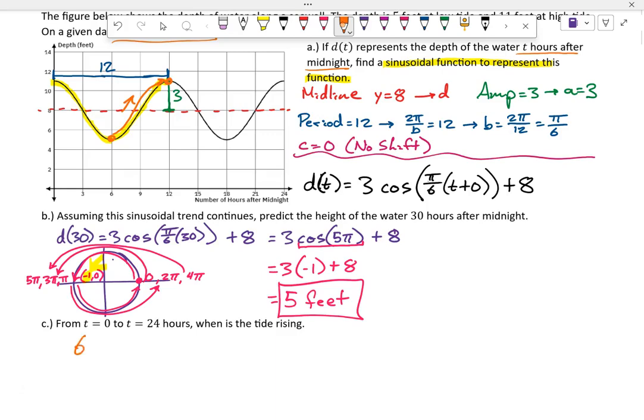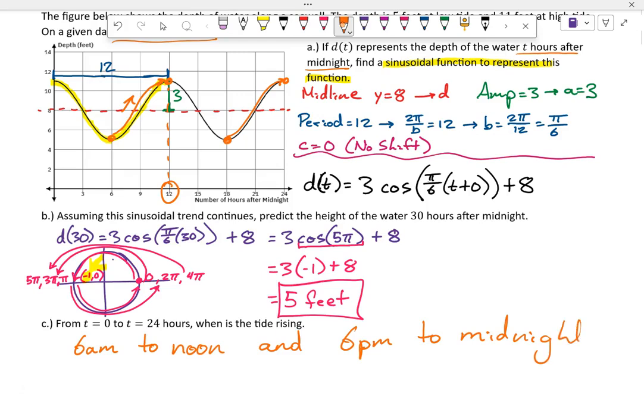So I'll say that's 6 a.m. to where? To 12 p.m., which is noon, right? To noon. And where else is it increasing? Where else is it rising? All right, we have 18 hours after midnight to 24 hours after midnight. What would that be in time? 6 p.m. to midnight. 24 hours after midnight would be, well, midnight, right? There we go. Go ahead and turn the page.